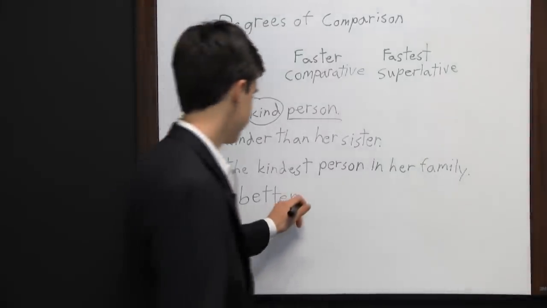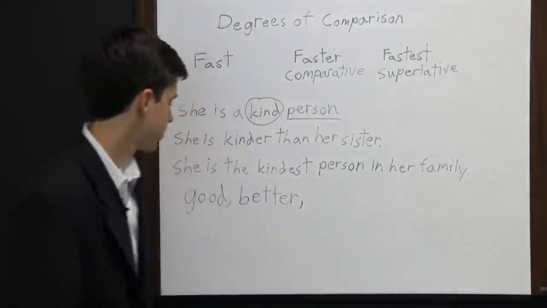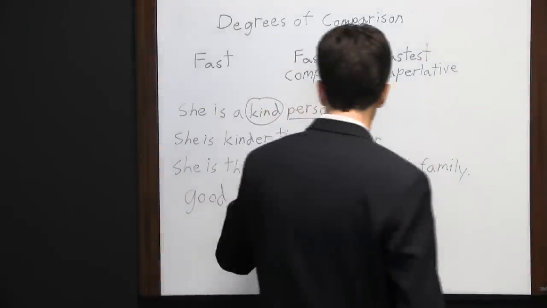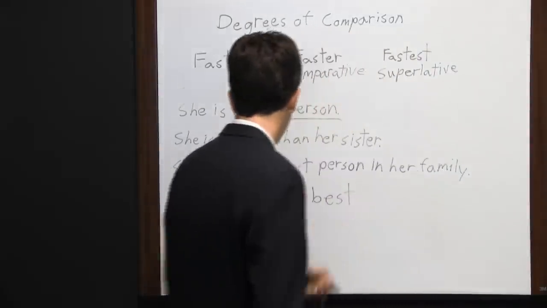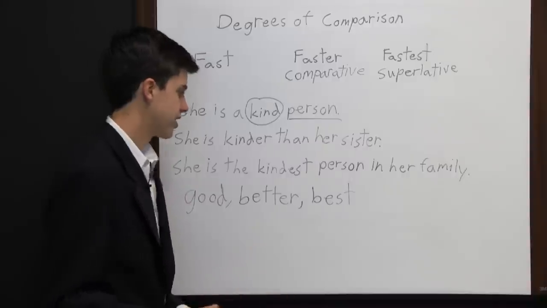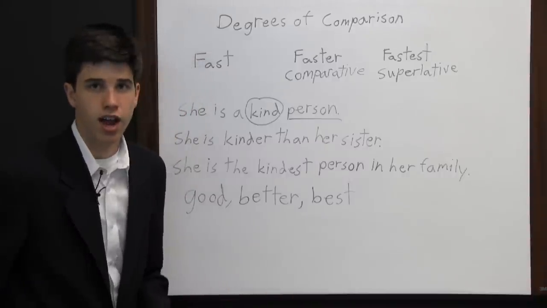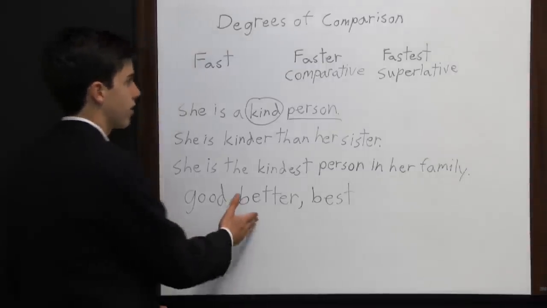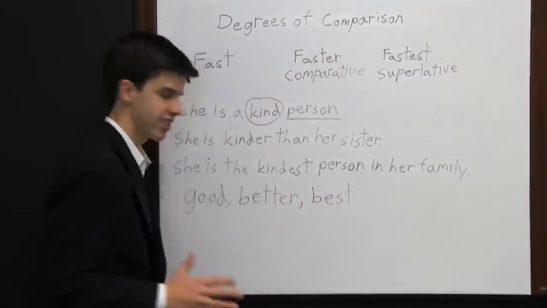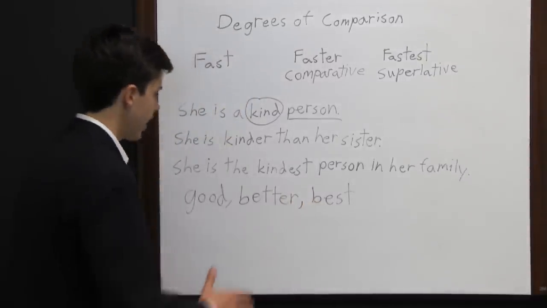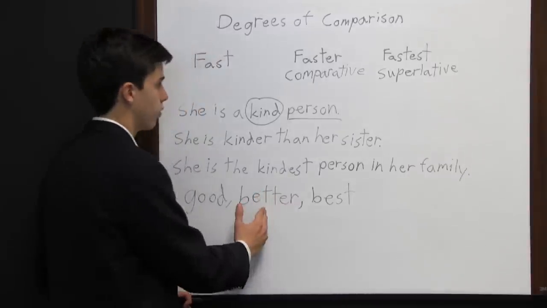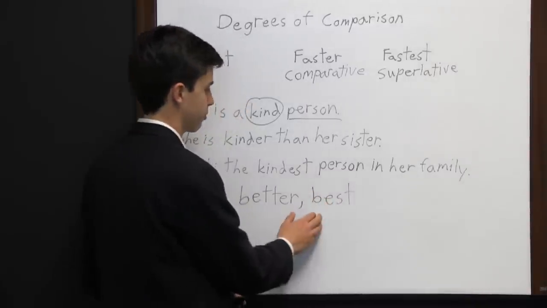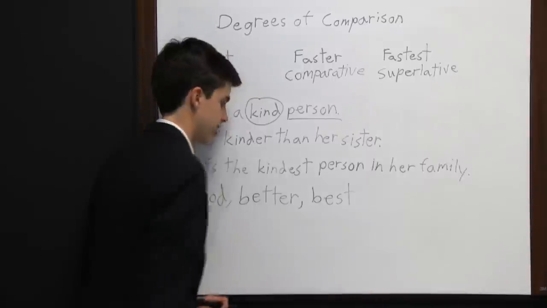Now, if you wanted to say he is the bestest player he has ever been, that doesn't make sense either. You would say he is the best player that he has ever been, or he is the best player out of all of his brothers. So you see here that even though this is kind of irregular, er still exists in the comparative form like it does with the word faster, and est still exists in the superlative form like it did in fastest.